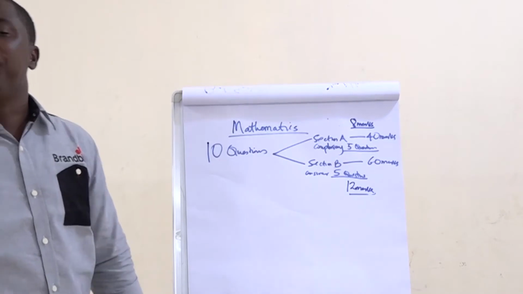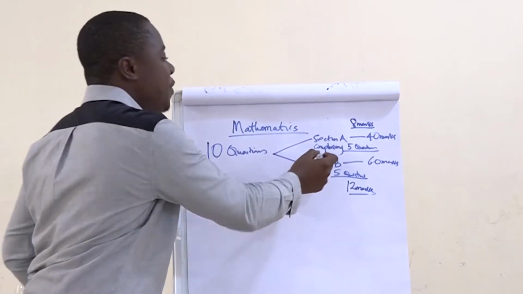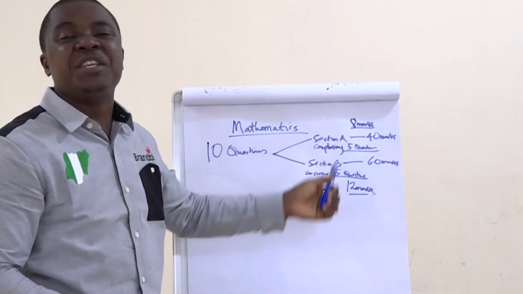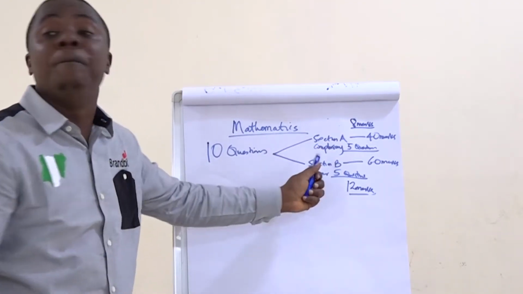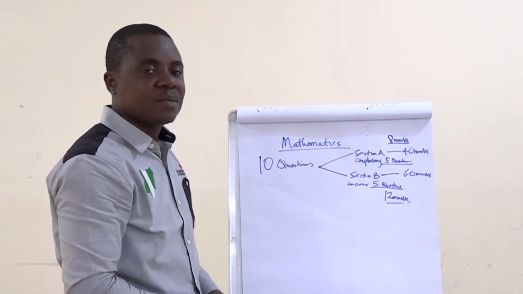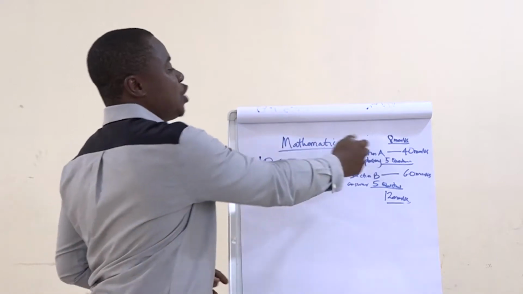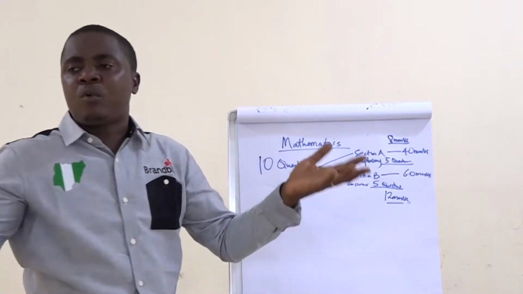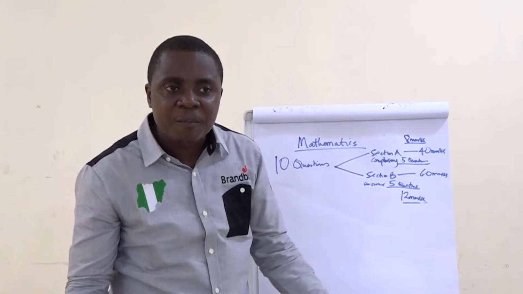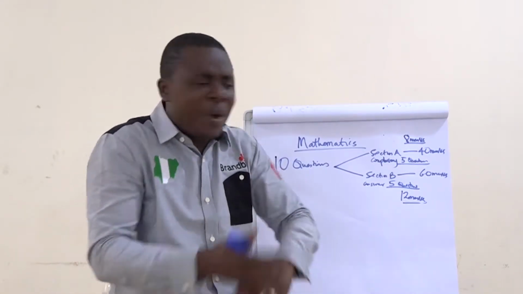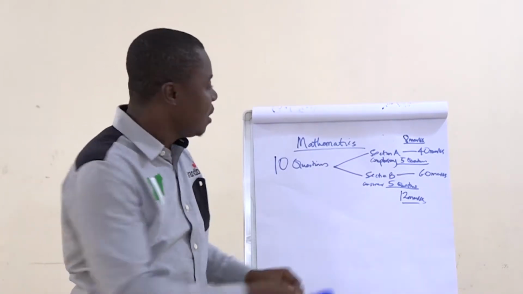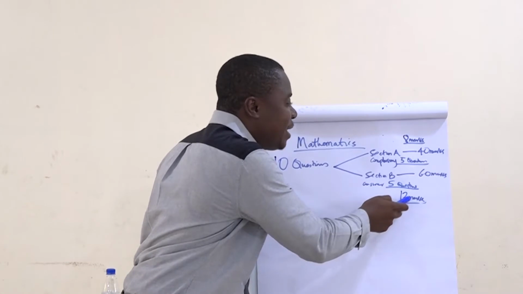Please, for any reason, when you're doing mathematics, always go to Section B first. What did I say? This compulsory is just a distraction. Go to Section B first and get your 60 marks. Then you can come back to Section A. Why am I saying that? Because what if you don't know the question? Will you kill yourself? It's foolishness. So you go to Section B first and answer the 5 questions and get your 60 marks.